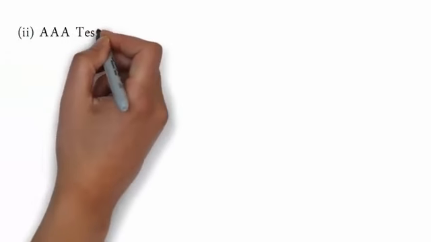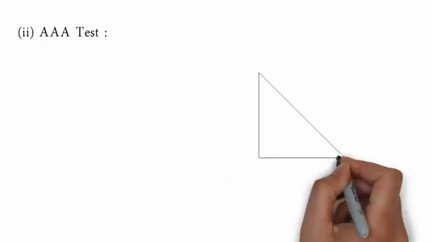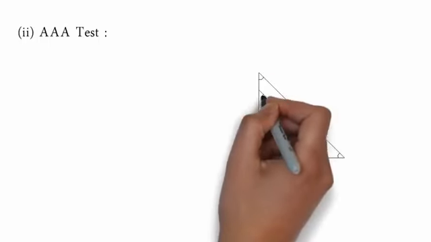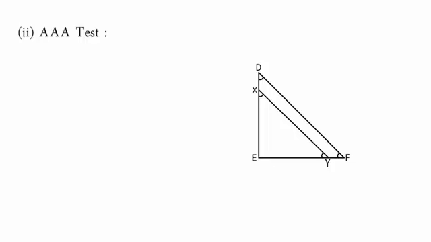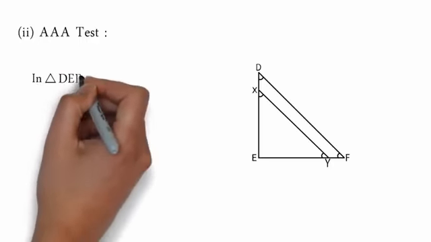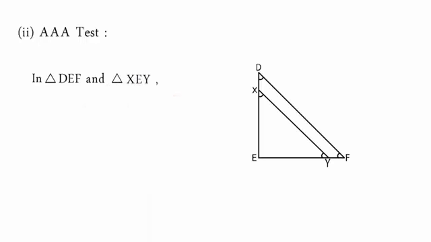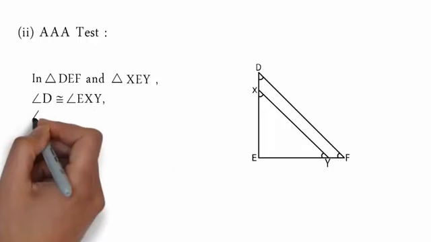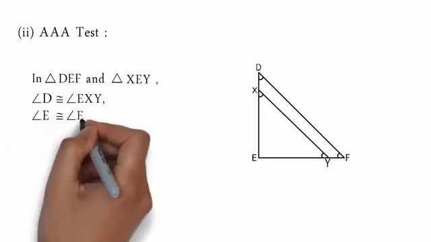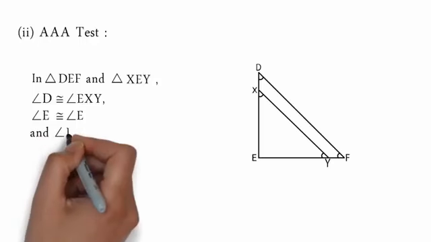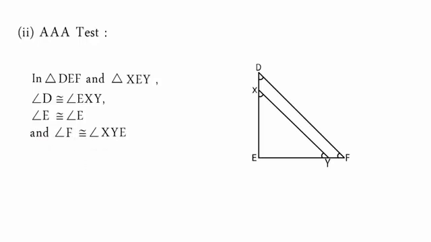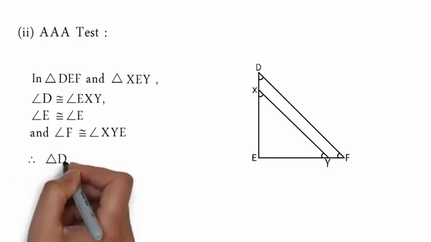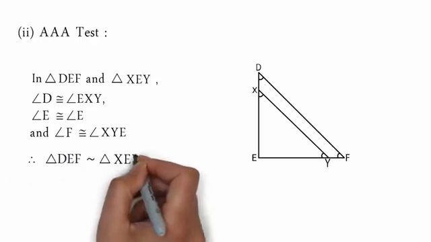Second, AAA test. For a given one-to-one correspondence between the vertices of triangles, the two triangles are similar if the angles of one triangle are congruent to the corresponding angles of the other triangle. In triangle DEF and triangle XYZ, angle D is congruent to angle X, angle E is congruent to angle Y, and angle F is congruent to angle Z. Then triangle DEF is similar to triangle XYZ.